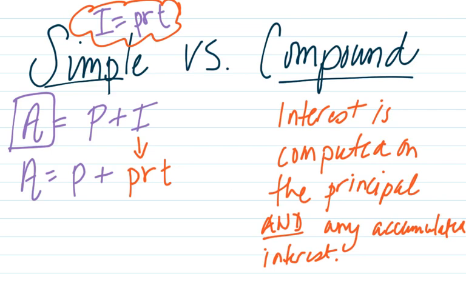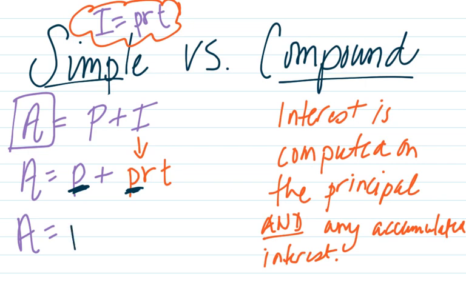So, using an algebraic concept that you might not have seen for a while, called the distributive property, both terms here have a P, principal. So what we can do is use the distributive property in reverse and do what we call factor, or pull out the common term from both P and PRT. Essentially I'm dividing out the P and pulling it outside of these two terms.